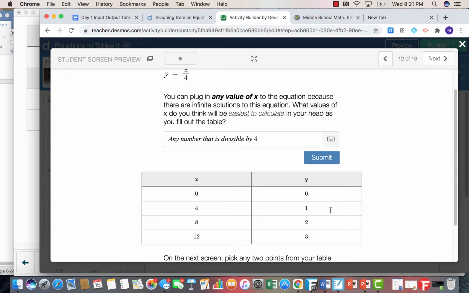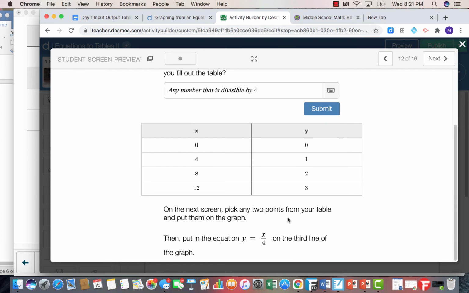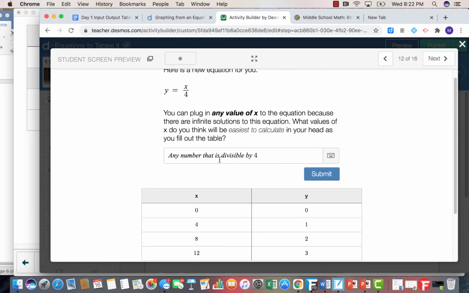So you can see I've got different values for x. If I wanted to, it wouldn't be wrong to type 20 as long as I type 20 divided by 4, which is 5. I'm just going to leave it as 12 because I think that's the simplest way to explain this. On the next screen, pick any 2 points from your table and put them on the graph. Let's go with 0, 0, and 4, 1.